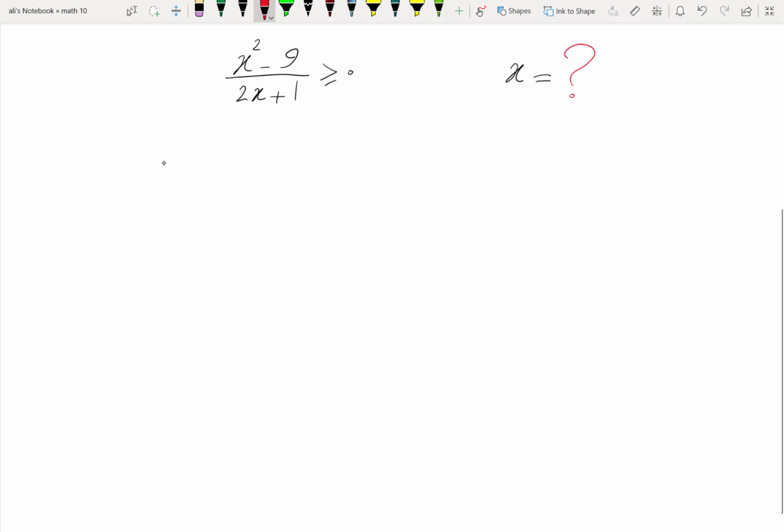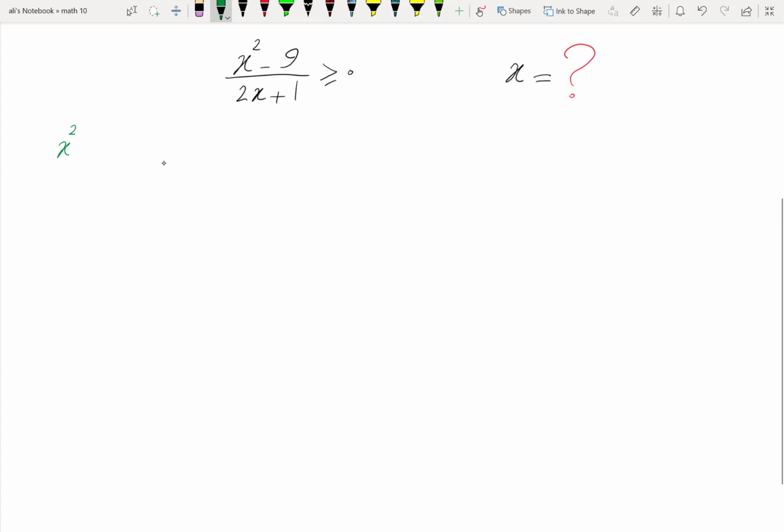(x^2 - 9) / (2x + 1) ≥ 0. What's the value of x? First, we must determine the sign of the numerator and denominator of the fraction separately. Then we can determine the sign of the total fraction.